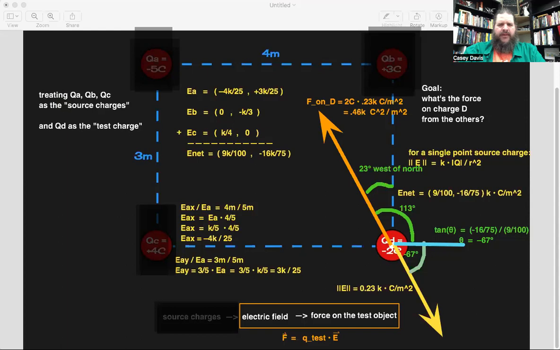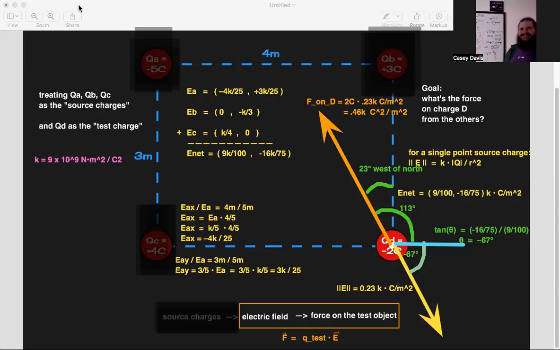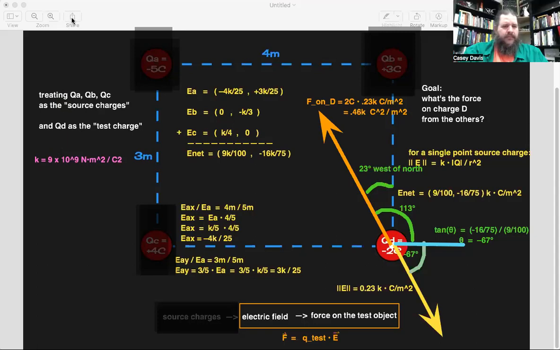I think it is about 9 times 10 to the 9th, I think. K is approximately 9 times 10 to the 9th newton meters squared per coulomb squared. So if we fill that in, 0.46K means 0.46 times that value. Yeah, 8.99, or we can probably round that off to about 9. So 0.46 times 9 times 10 to the 9th.